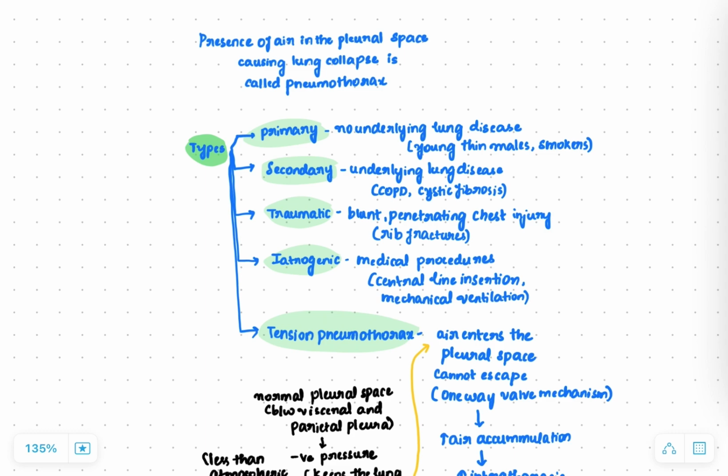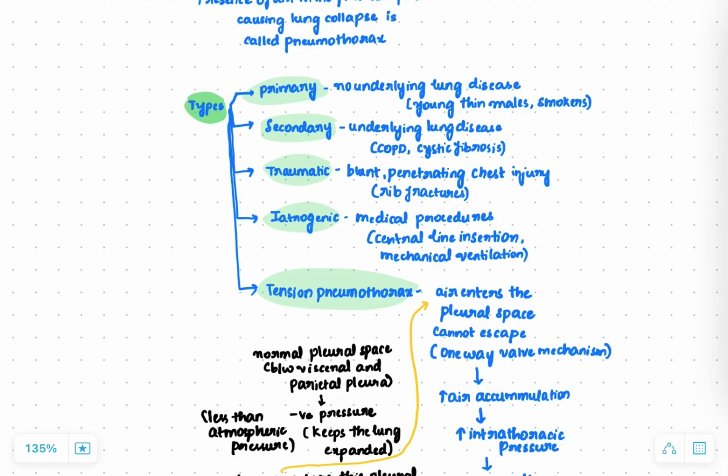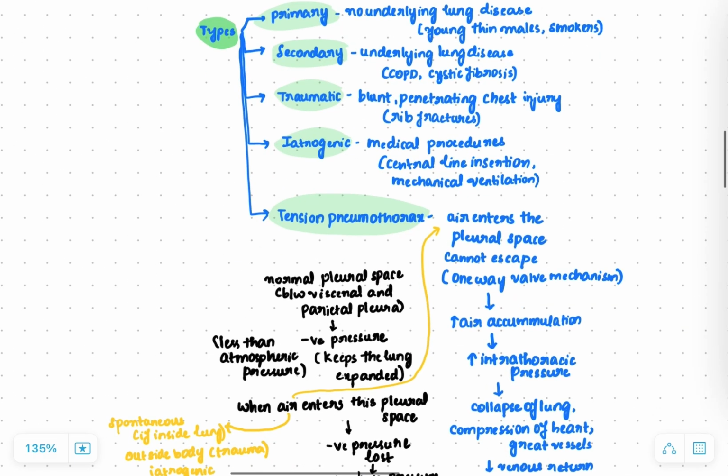Traumatic type, as the name suggests, is caused either due to blunt trauma or any penetrating lung injuries, like any rib fractures causing pneumothorax. Next is iatrogenic type. That means any medical procedures like central line insertion or mechanical ventilation which lead to pneumothorax. The fifth type is the tension pneumothorax.